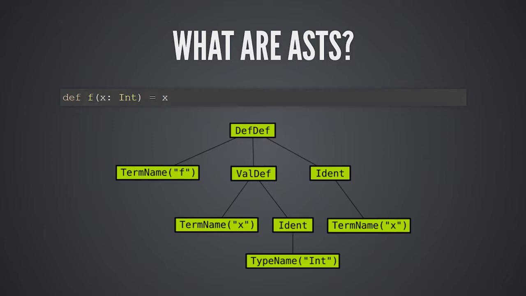And of course these nodes have children themselves, and so on and so forth. And I guess you can imagine that for any non-trivial piece of Scala code, these trees are quite big, because this is just a rather trivial function and the tree already has 8 nodes. So for any non-trivial piece of code, these trees are rather huge.